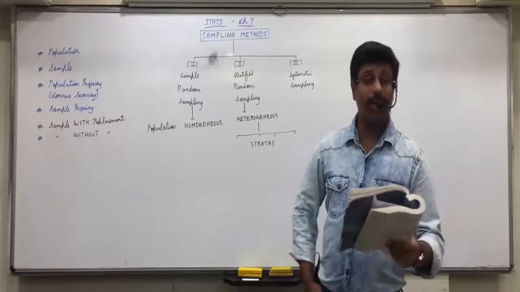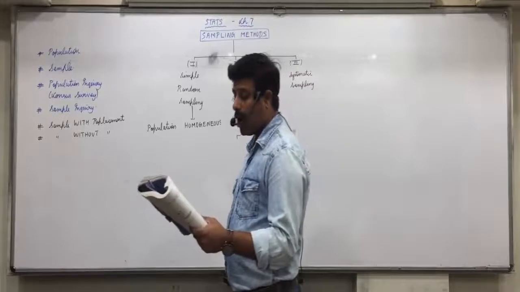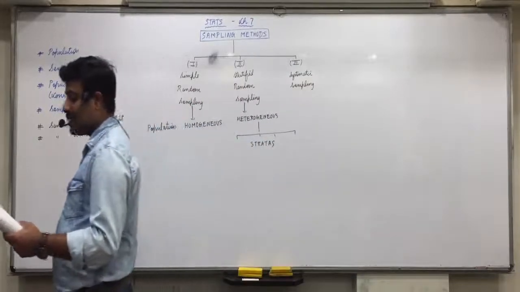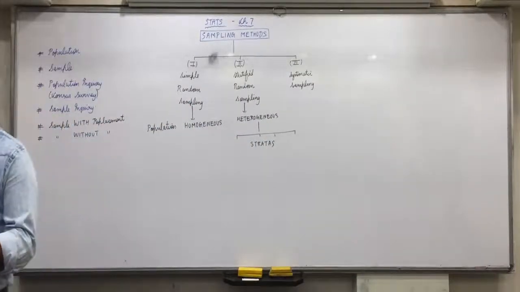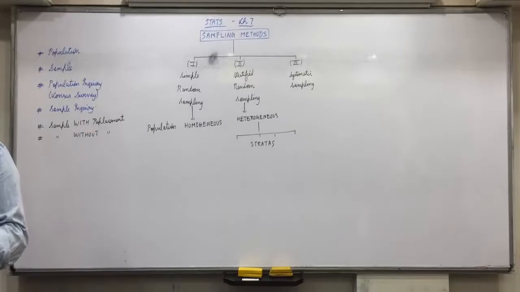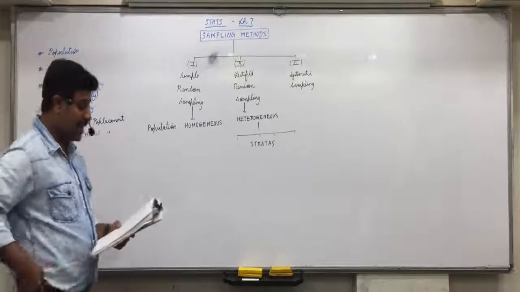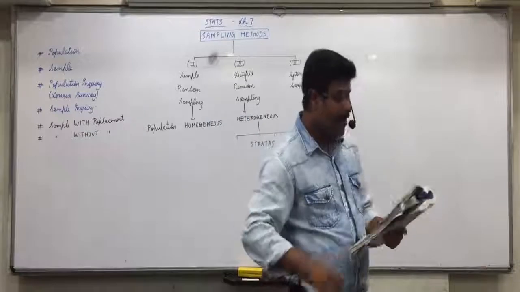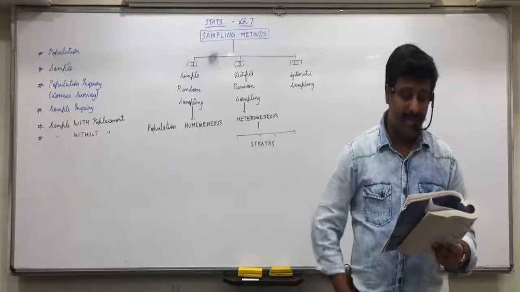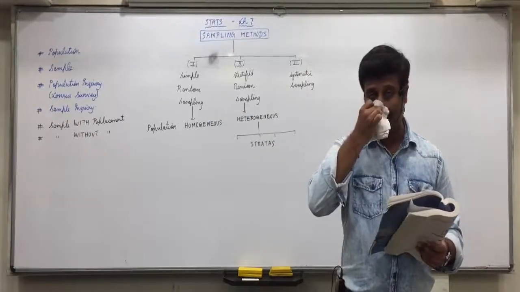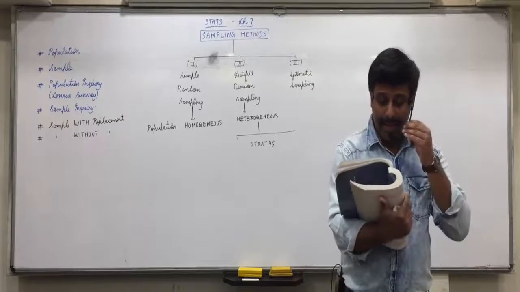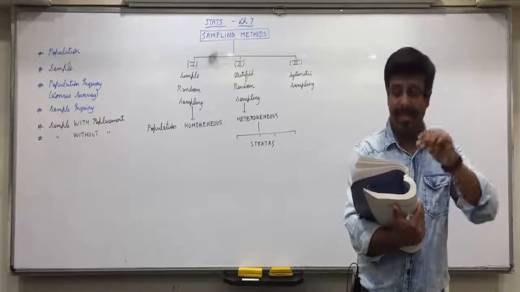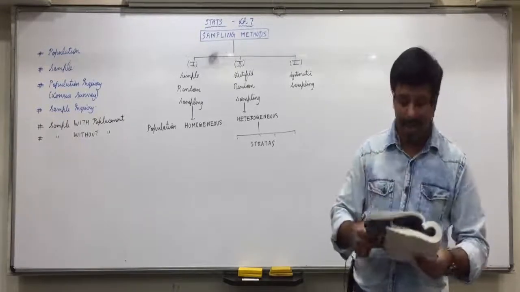A set or group of all units or items under study is called population. Circle all units. All units are population. And also a set or group of units selected from the population on the basis of some definite criteria is called a sample. And then circle the word selected, and that is called a sample.